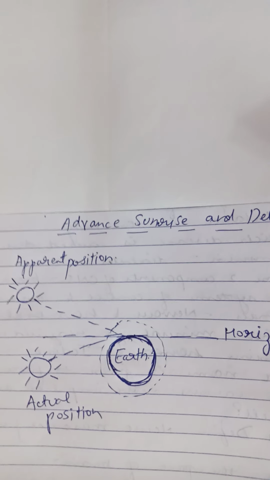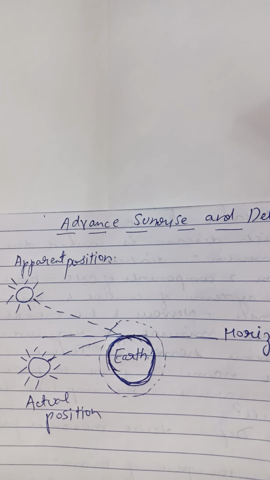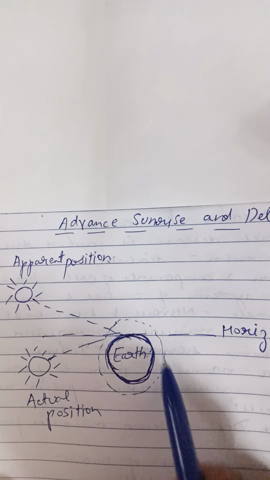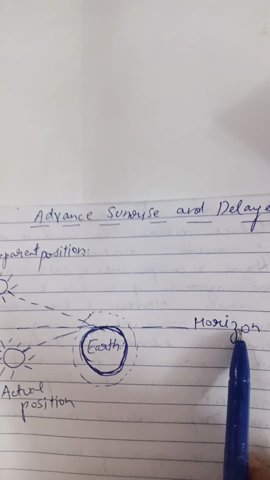Now our next topic is advanced sunrise and delayed sunset. If we see the sunrise, we see it 2 minutes before the actual sunrise and 2 minutes after the actual sunset. Why does this phenomenon occur? If a one mark question comes, why there is an advanced sunrise and delayed sunset, you have to write atmospheric refraction. Now if we consider the earth and its surface, this surface is the horizon.